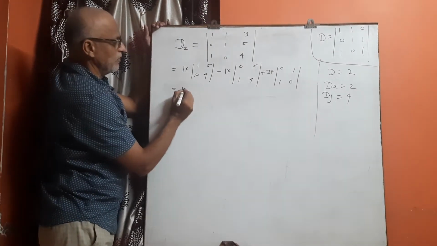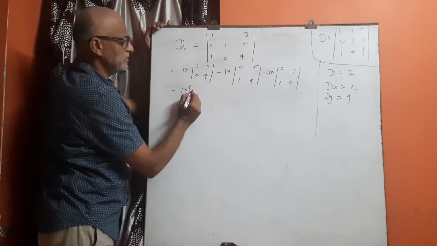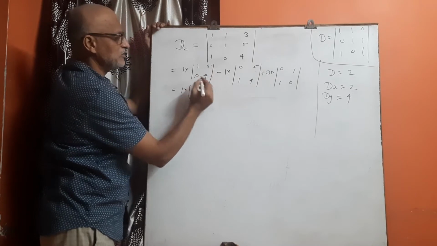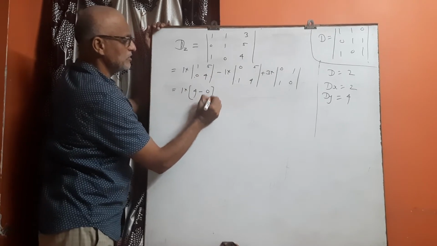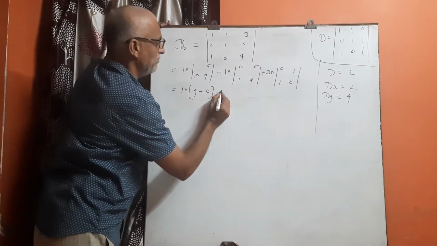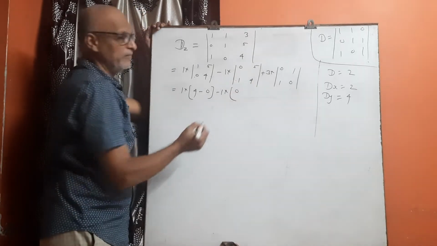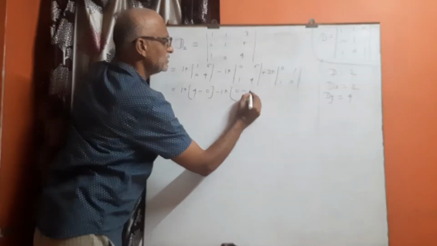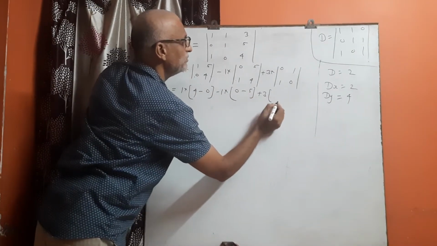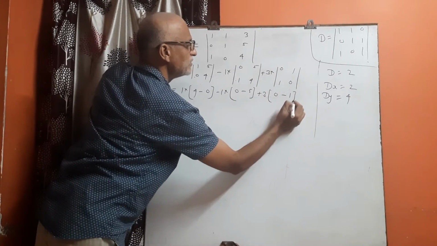This is equal to 1 into, now simplifying the 2 by 2 determinant, 1 into 4, that is 4, minus 5 into 0, any number into 0 is 0, so this will be 0. Minus 1 into, in bracket, 0 into 4 is 0, minus 5 into 1, that is 5, plus 3 into, in bracket, 0 into 0 is 0, minus 1 into 1, that is 1.